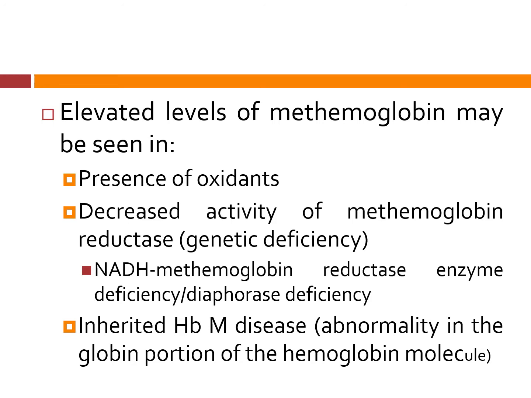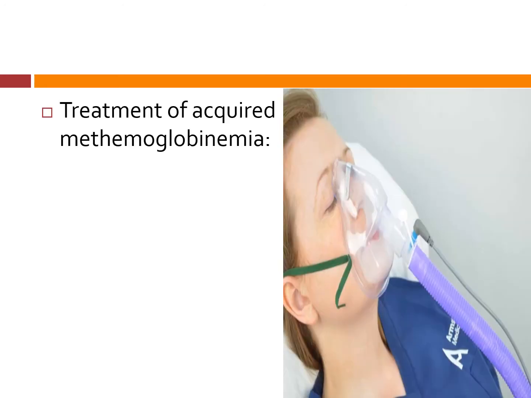That's why, genetically, the patient has this particular disease called hemoglobin M disease. So for the treatment, by the way, methemoglobinemia could be acquired or could be congenital.